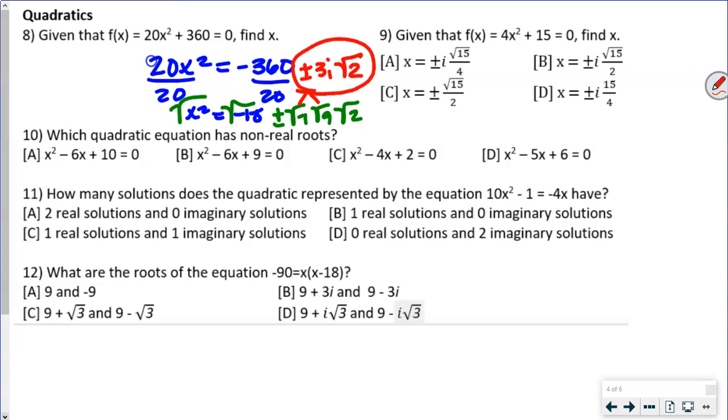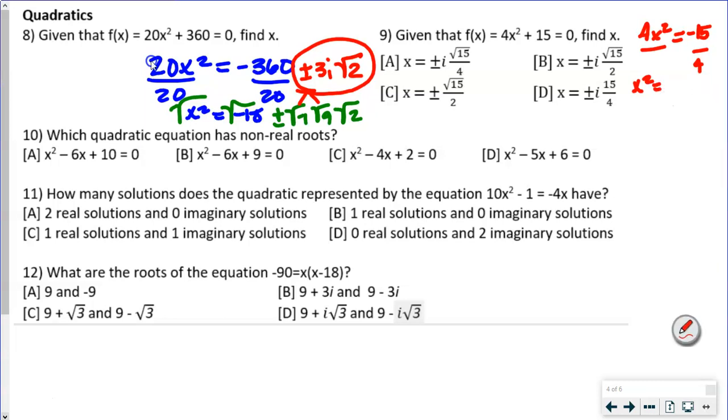That's my answer, okay? The next one says, given that f of x equal to 4x squared plus 15 equals 0, find x again. So on this one, again, we're going to do 4x squared, and then I'm going to subtract that 15 from both sides. That's going to give me a negative 15. Then I'm going to divide both sides by 4. So I got x squared is equal to negative 15. Whoa, that was ugly, y'all. Let me fix that.